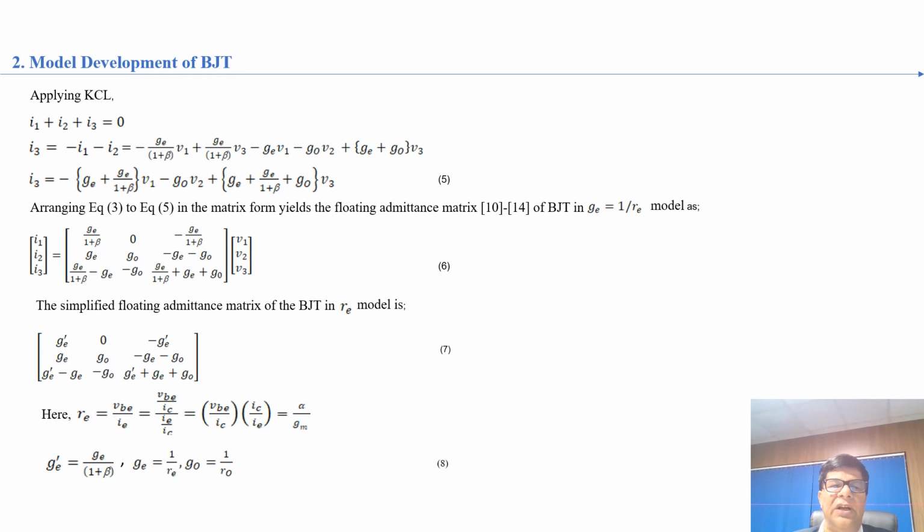The simplified floating admittance matrix of the BJT in the RE model is as follows: we have taken G naught by 1 plus beta as Z dash, then 0, then minus Z dash, and so forth. Here RE is equal to the ratio of the change in VBE to IE, which is alpha by gm. G naught is equal to G dash, equal to G by 1 plus beta, G is equal to 1 by RE, and G naught is equal to 1 by R naught, as seen in equation 8.